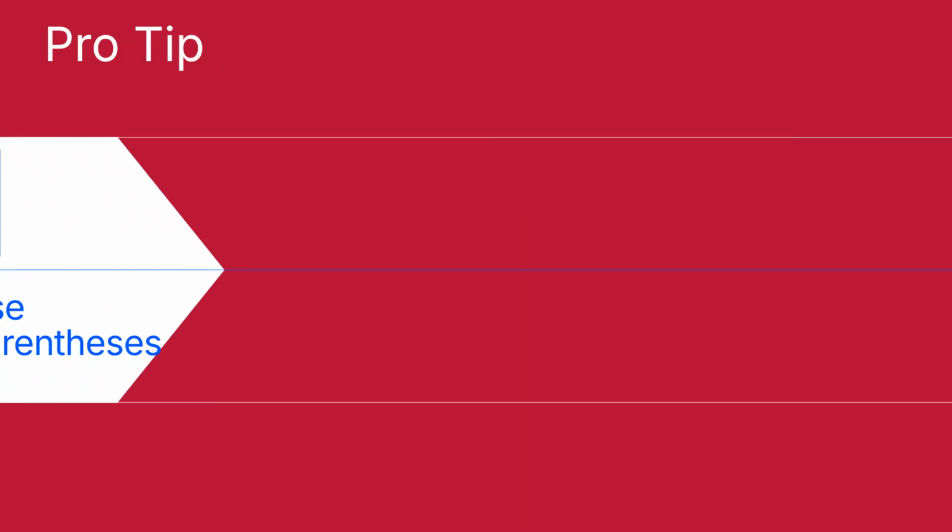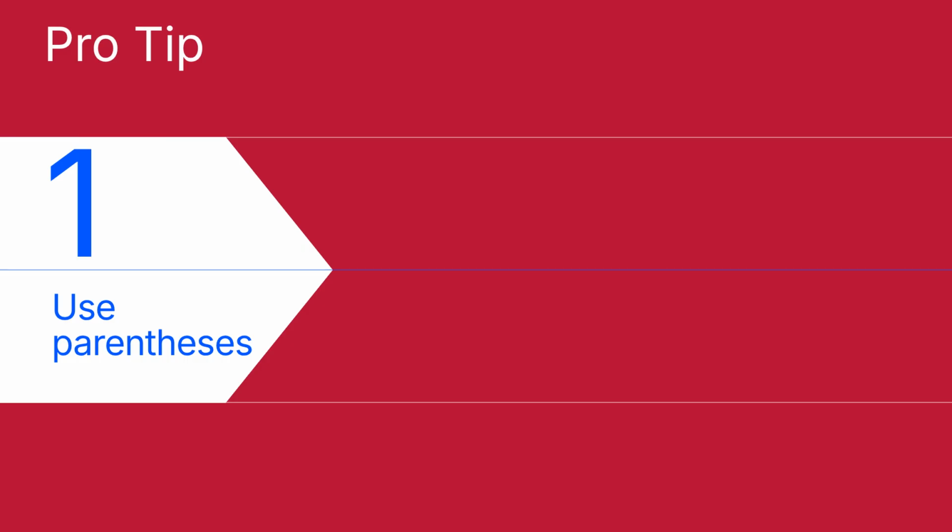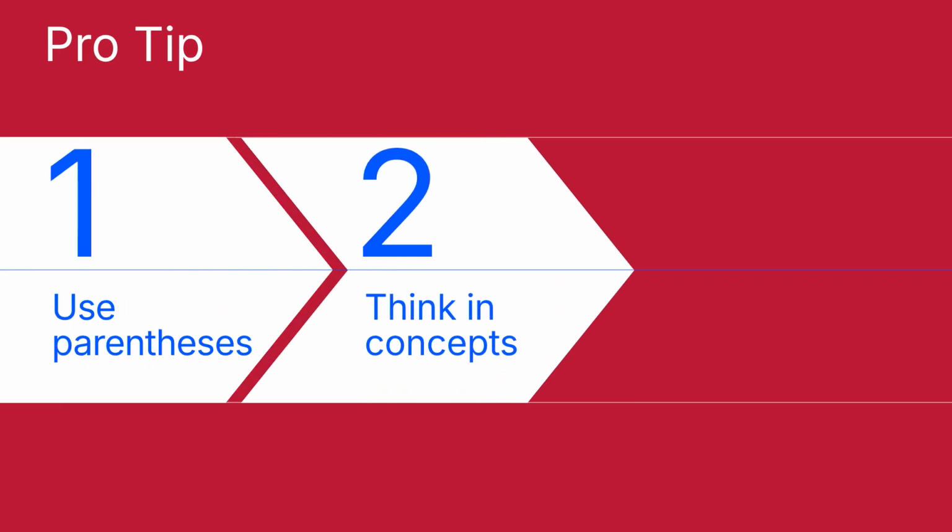A helpful tip is to always use parentheses when combining terms. This ensures that the database processes your search in the correct order and keeps related concepts grouped together. Think in terms of concepts rather than individual words and build your search step by step.